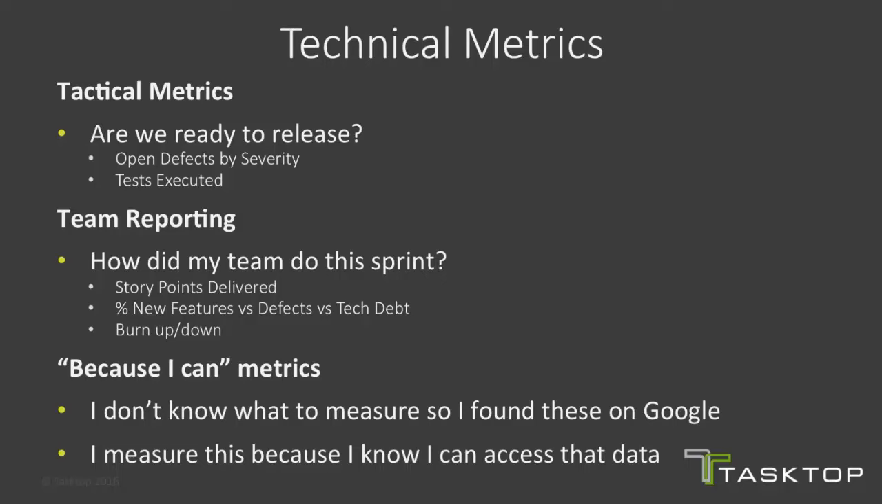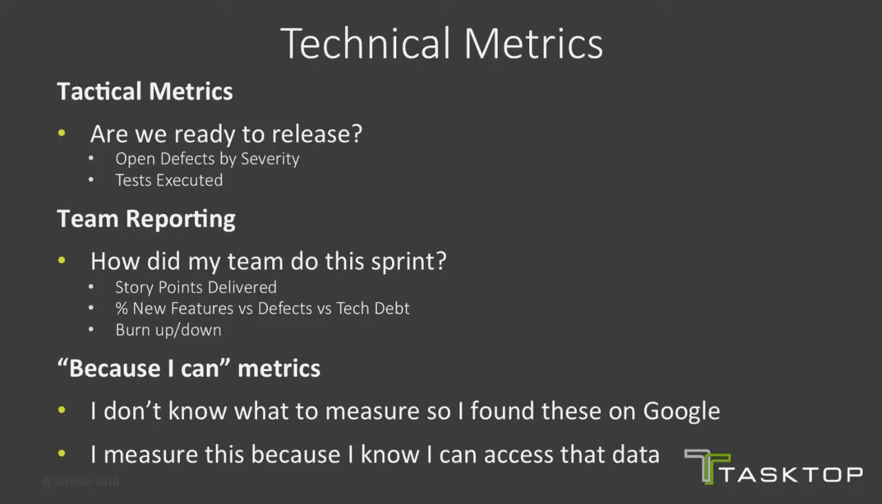The second category is going to be a focus on the team. A lot of times I would associate this with the Agile teams and things that you're talking about in your retrospectives or things that you're managing day in and day out in your stand-ups. How many story points are we delivering? If I look at those story points that we delivered this sprint or this iteration, how much of that work is going towards new features? How much of that work is going towards actually fixing defects that we caused in this sprint or in previous sprints?